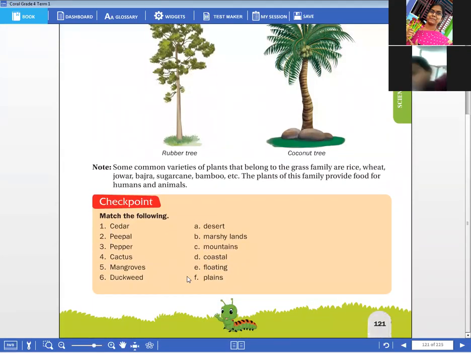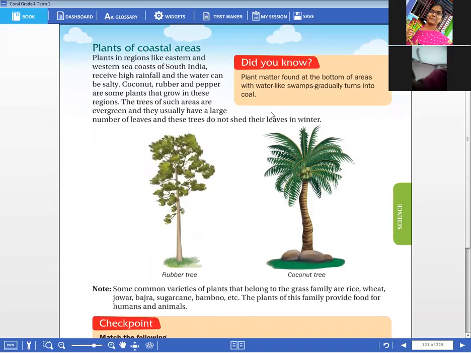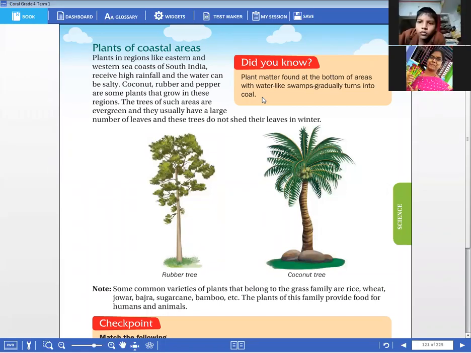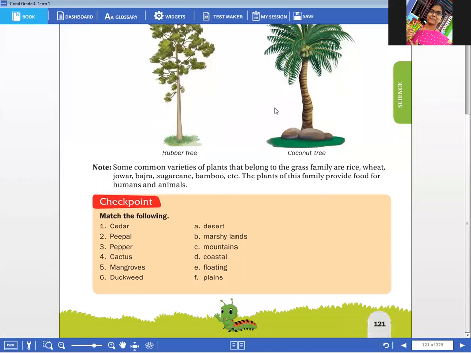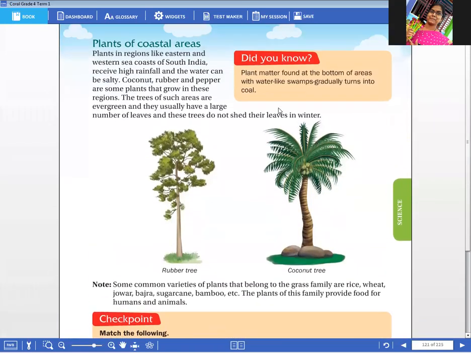And here they have given, let's see, do you know plant matter found at the bottom of areas with water like swamps gradually turns into coal? Plant matter, children, which is found at the bottom of areas with water, swamps, gradually turns into coal, children. This is the fact that has been told in this lesson for us.